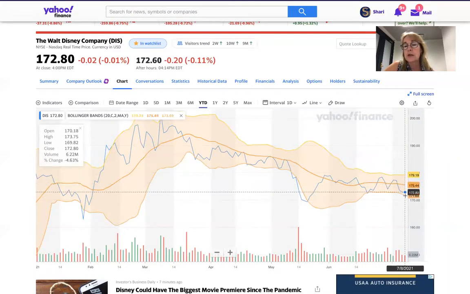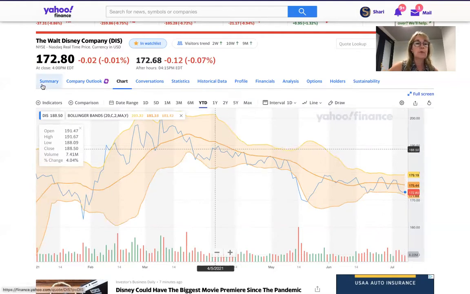So here's another signal for us that Disney is undervalued, because it's almost to the lower end of its Bollinger Band. So another good signal, and this is something that people like to use when they're looking at the technicals.